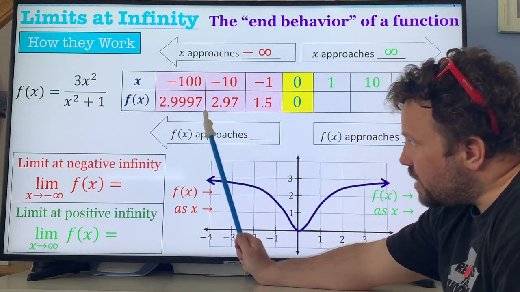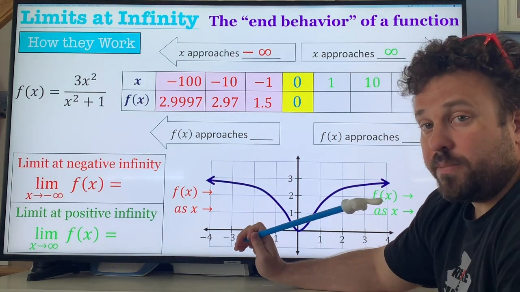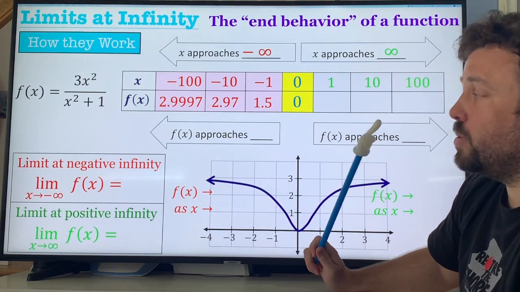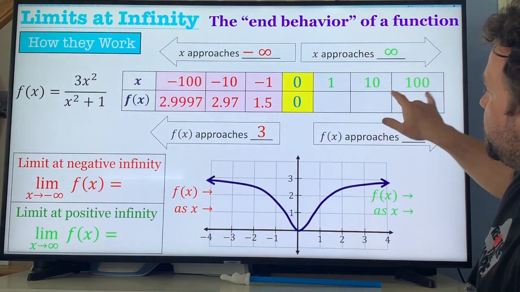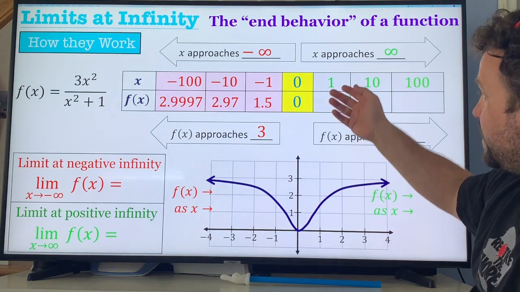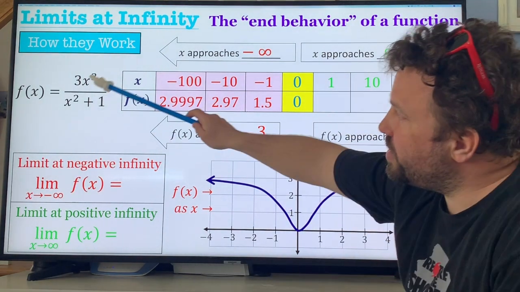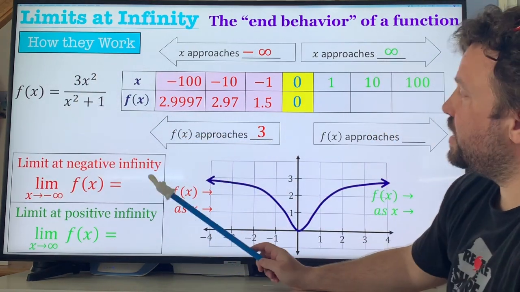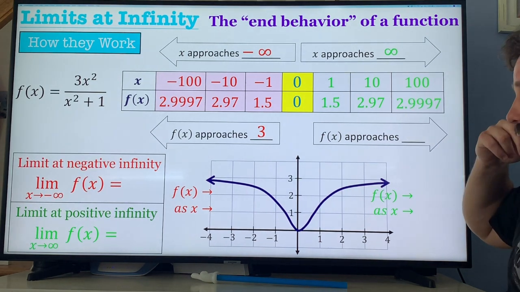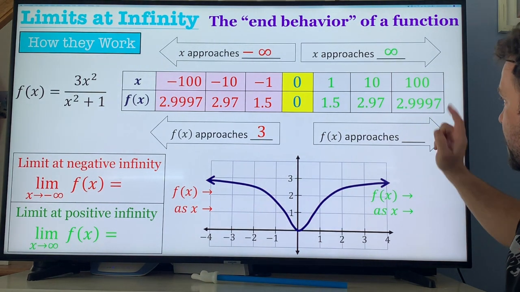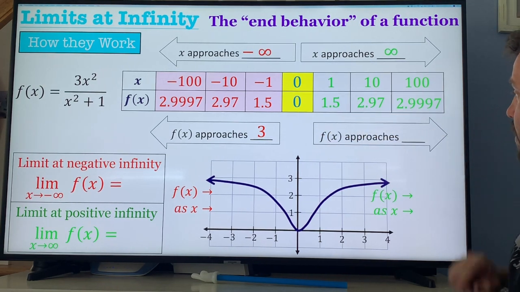So what does it look like we're doing as we approach negative infinity? Do you guys see a pattern? f of x is approaching 3. Now type the positive numbers into that equation. You don't need as many parentheses because they're positive. You get the same answers, because when you square numbers, they always become positive. So you get 1.5, 2.97, and 2.99975. What is f of x approaching here? It is also approaching the same exact number, 3.